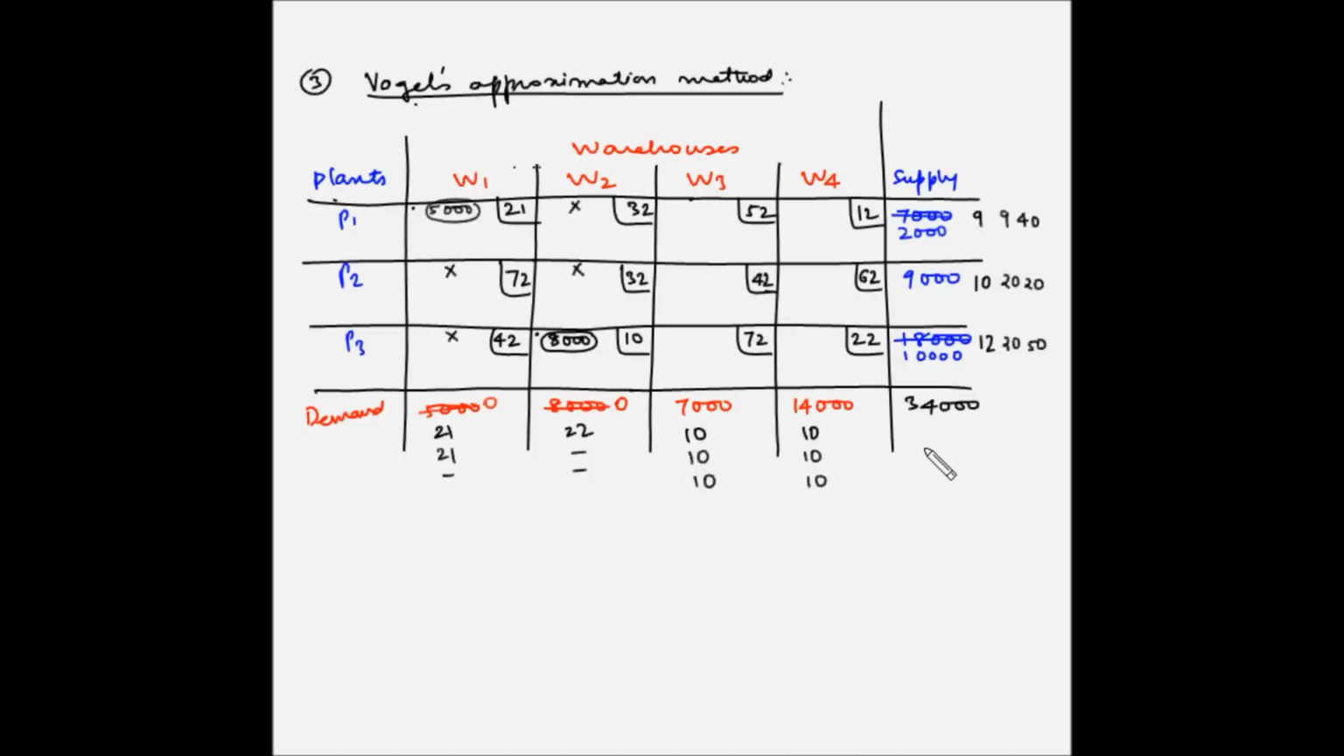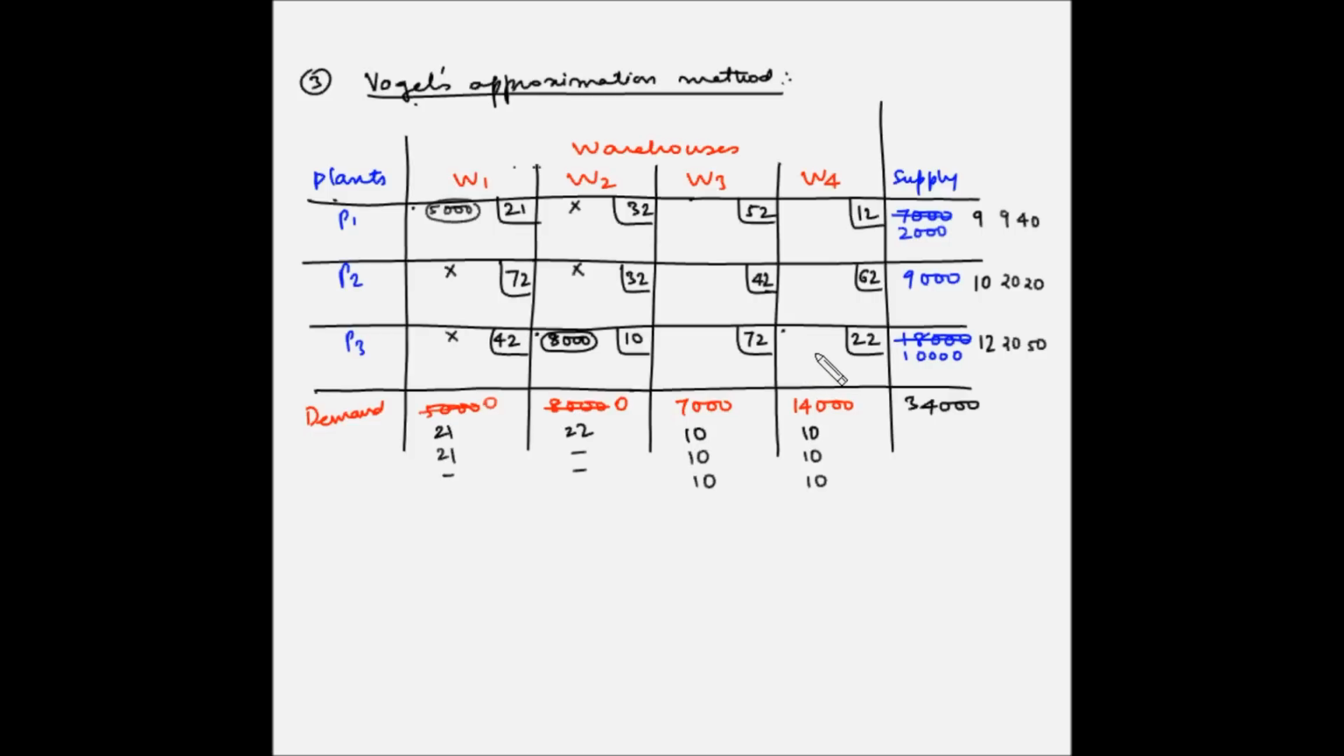Now the next step is to select the row or column with the largest opportunity cost. So P3 has the largest opportunity cost of 50. So now let's allocate the maximum number of units to the square with the minimum cost in the selected row or column. So for this row, which is P3, the lowest cost is 22. So we'll select this square here.